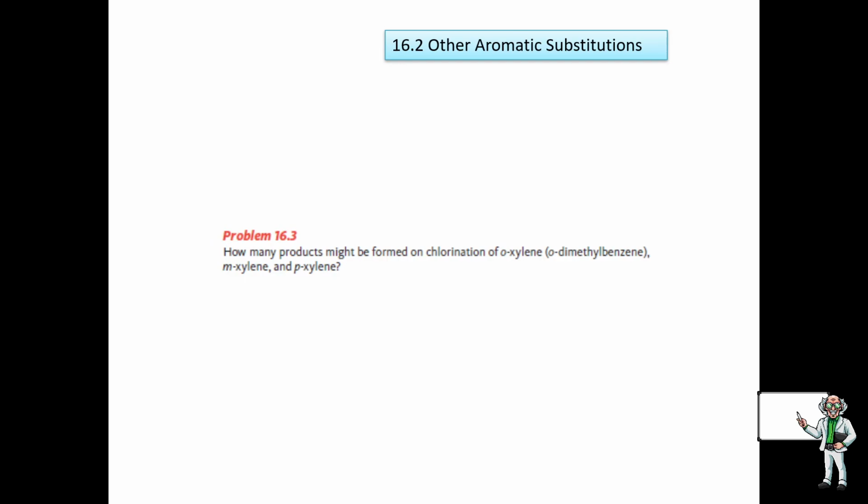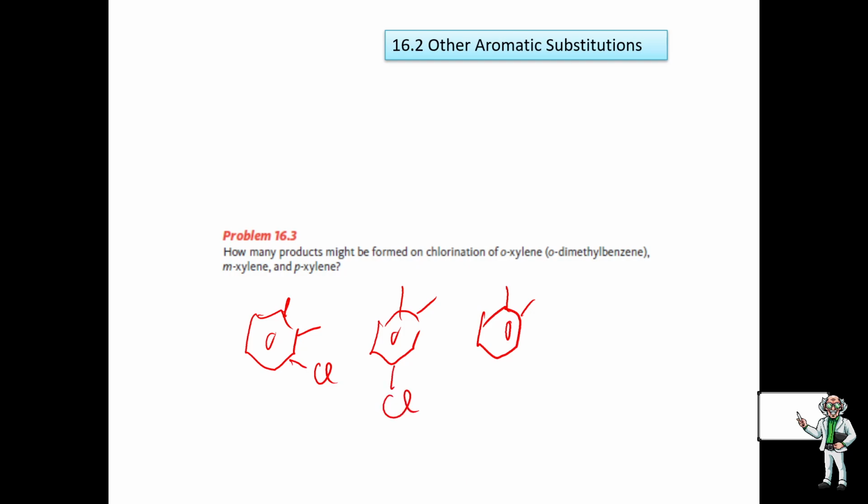Okay, we can do a problem similar to the one that we did before. Basically now it is how many products might be formed on chlorination of ortho-xylene. Remember, xylene is dimethylbenzene. Okay, well, if we have ortho-xylene, it is this. Okay, we can have the chlorine in position 3 or in position 4.